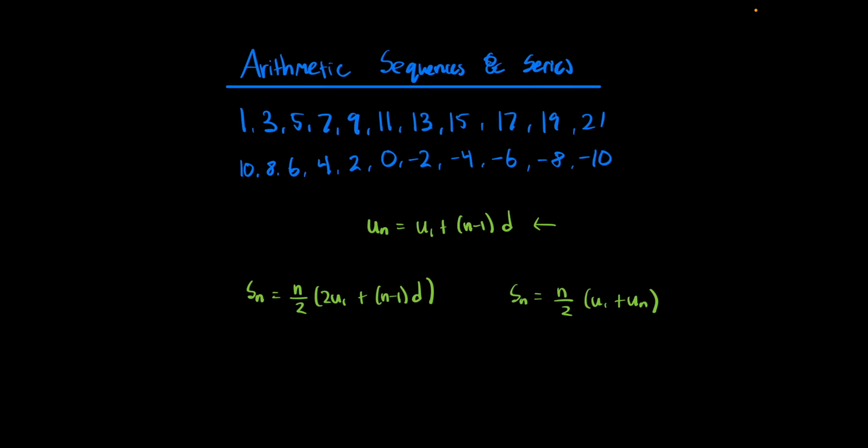Arithmetic sequences and series are one of the earliest concepts that you'll be covering in the IB Math AA. So let's cover the formulas. u_n equals u_1 plus (n minus 1)d gives us the nth term inside of an arithmetic sequence. And the two sum formulas here give us the sum of the first n terms in an arithmetic series.